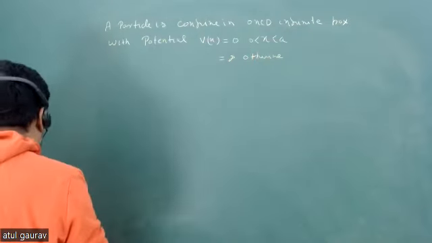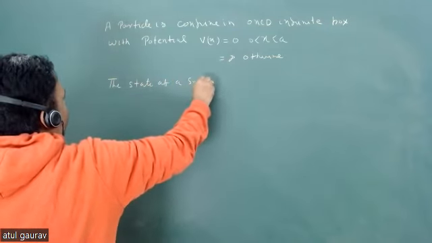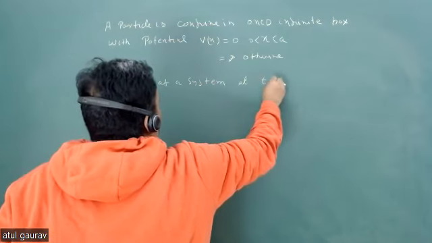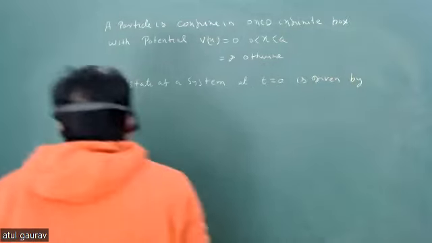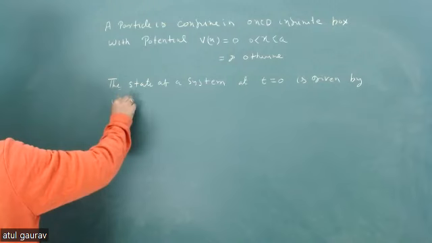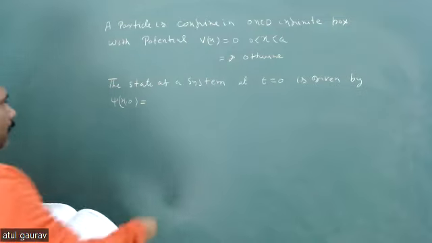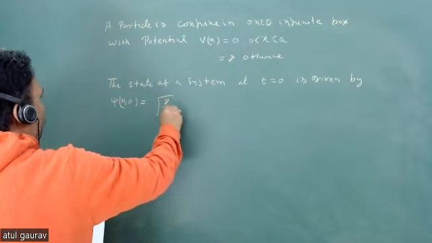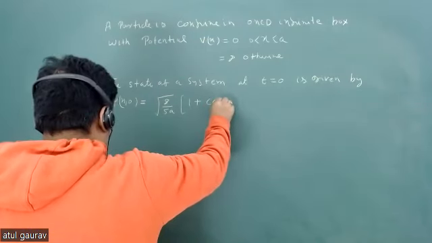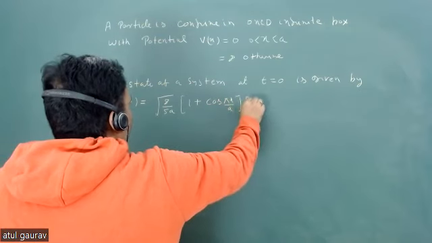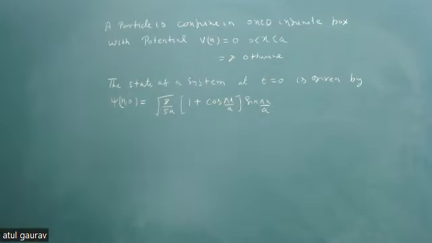The state of the system at t equal to 0 is given by psi(x,0) equal to, so let me give you the complete thing, root of 8 upon 5a times 1 plus cos(pi x upon a) times sin(pi x upon a). So this is your state at t equal to 0.